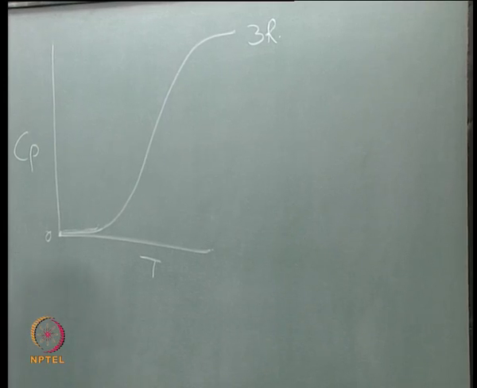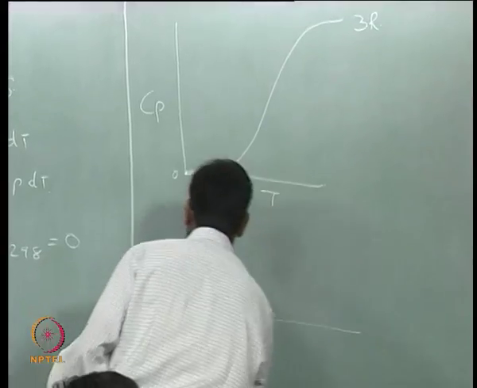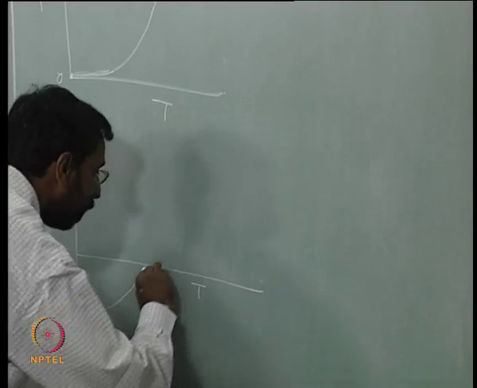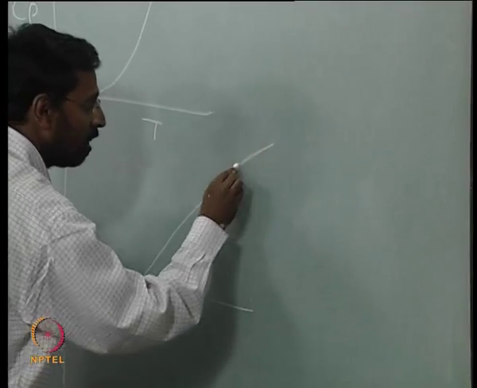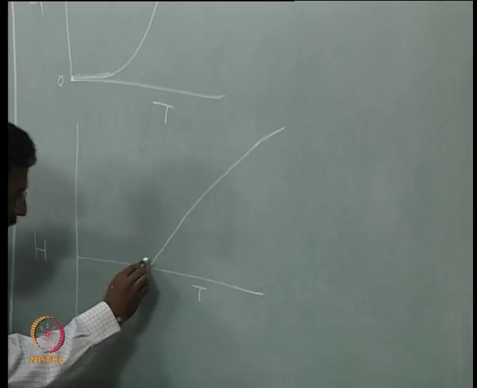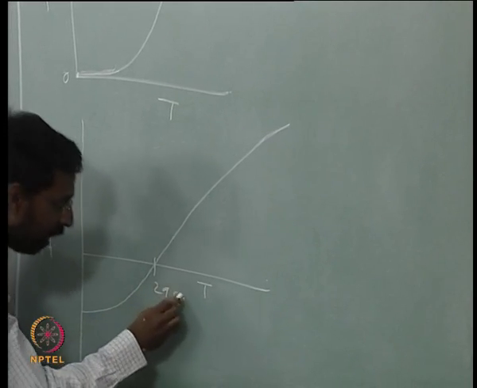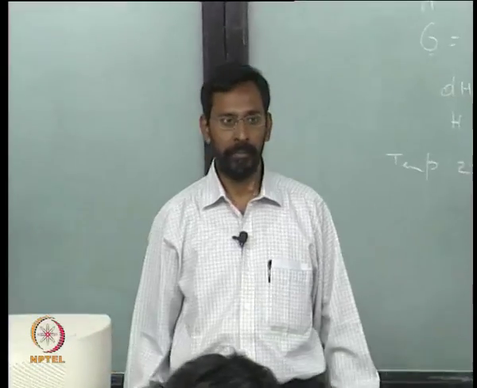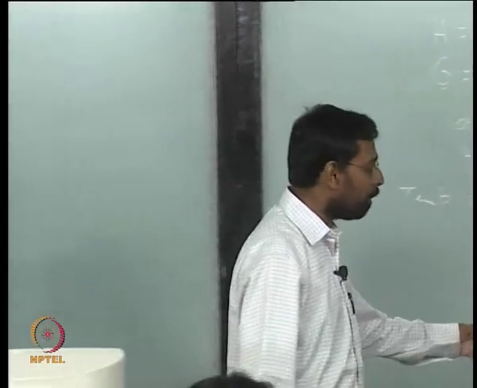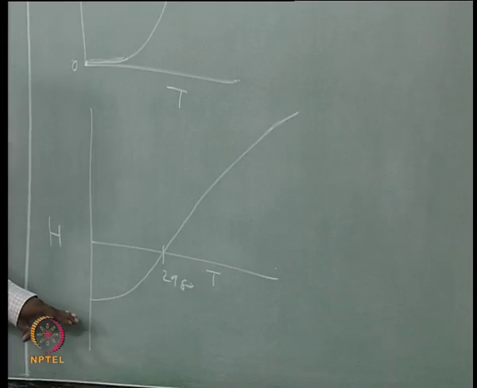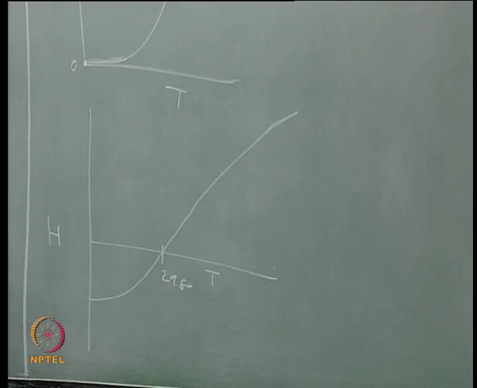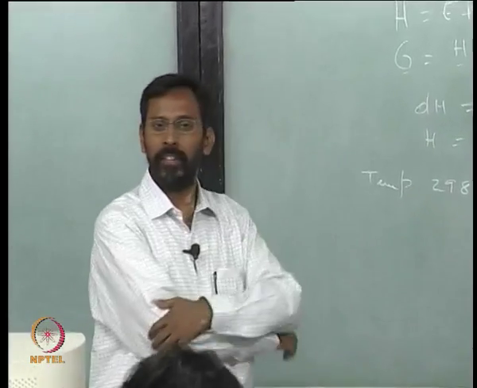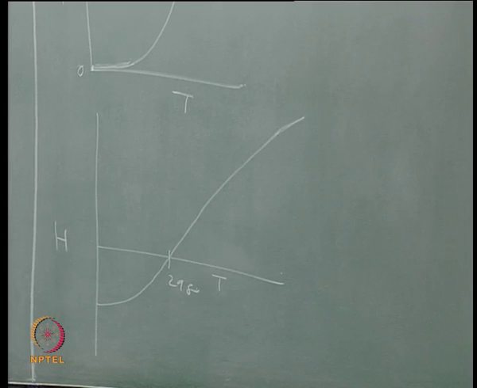Now if I try to plot H as a function of temperature, you would see it goes something like this, where at 298 it is 0 and below 298 it is negative. In principle, if I define H at 0 as 0, then obviously everything will be in the positive quadrant. So this is a typical way of representing H.